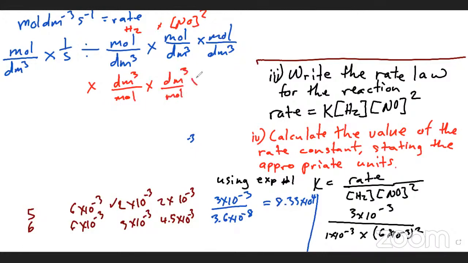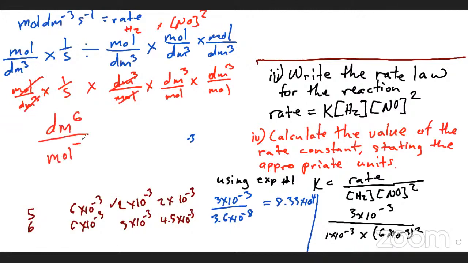I'm just going through all of these details for explanation purposes. You don't have to do all of this. You can take some shortcuts. All right, so dm cube over mole. So dm cube cancels dm cube, mole cancels mole. So you're left with dm6 mole to the -2 because it is below the division sign, right?